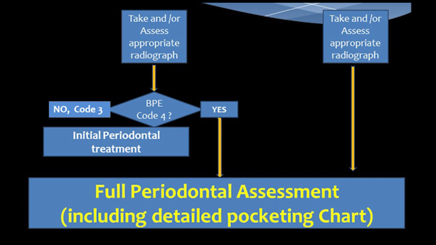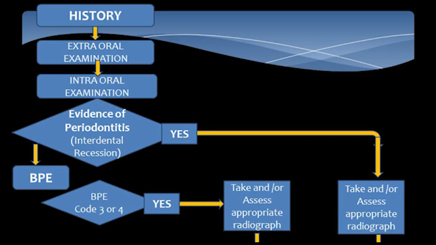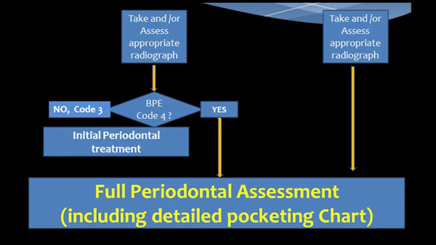then we'll go for full periodontal assessment, including the detailed pocketing chart. I will repeat this again: if the basic periodontal examination shows code 4 and there is a yes for this, then we will go for full periodontal assessment, including the detailed pocketing chart. Okay, again we will check if evidence of periodontitis is there, interdental recession is there, yes, we will take some assessment and appropriate radiographs, and again we will go for a full periodontal assessment, including the periodontal pocketing chart.